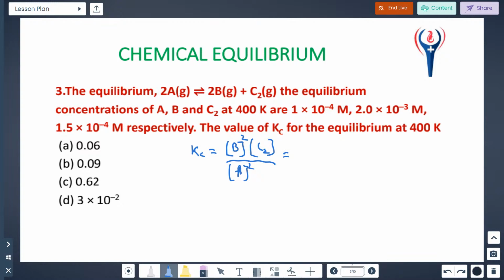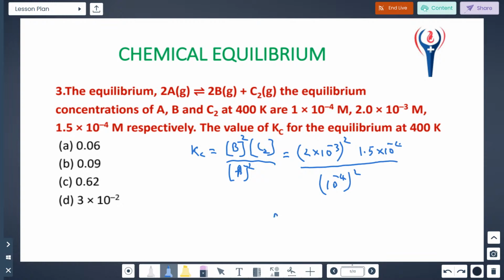Simply, what's the B value? B value is what? 2 into 10 power minus 3. It's a whole square, no? You put like this. Then C2, no, is the third value, no? 1.5 into 10 power minus 4. Understood? Then concentration of A. A is what? It is the first value. So this also square, no? So 10 power minus 4, the whole square.